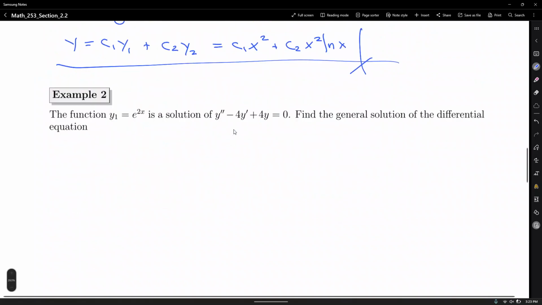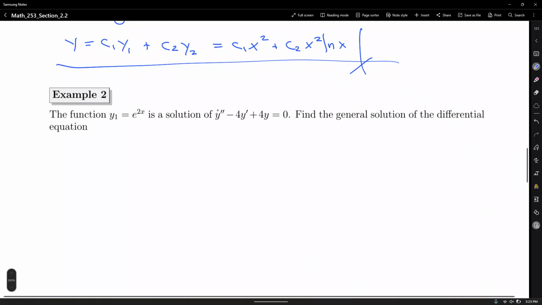Okay, example number 2. The function y sub 1 equals e to the 2x is a solution to the differential equation given by y double prime minus 4y prime plus 4y. Find the general solution to the differential equation. That is, we need to write the solution as a linear combination of the two solutions in the fundamental set of solutions. In this case, it's 2 because this is a second order differential equation.